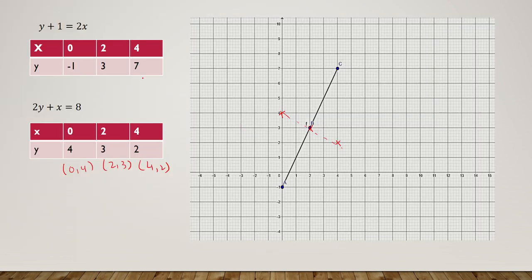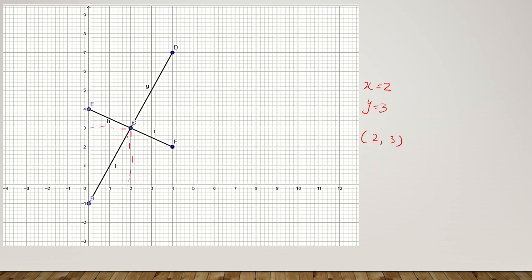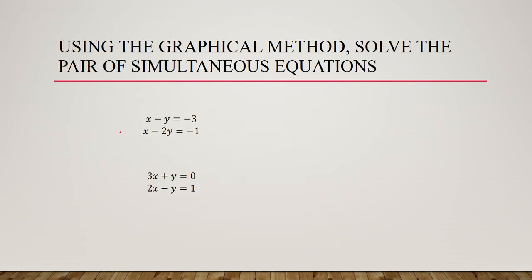If you look at the two tables, 2, comma 3 is already common. So our table can also tell us which point is common. So I believe you are clear about how to plot the points and how to get the solution set. The solution set is the intersection point of the two lines. Okay. These are the questions that you have to do on your graph papers. So note them down and find the solution set.